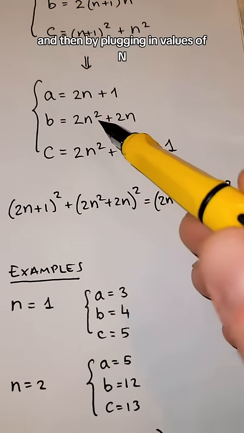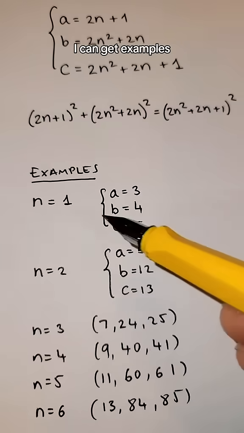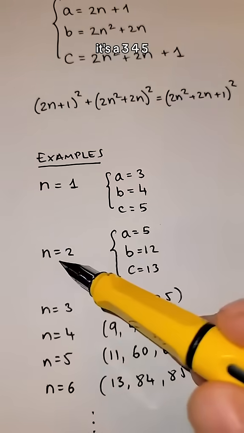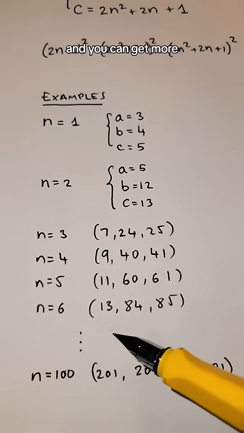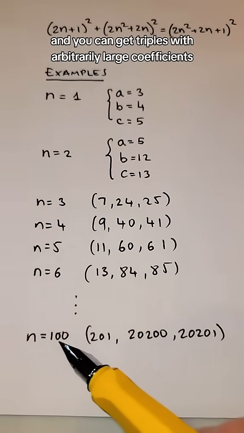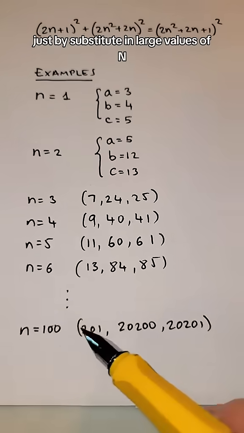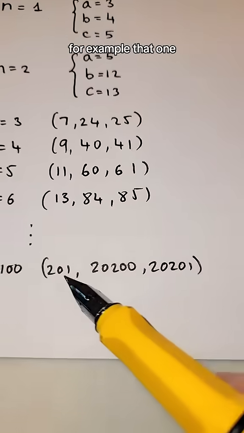And then by plugging in values of n, I can get examples. N equals 1, it's the 3, 4, 5. N equals 2 corresponds to the 5, 12, 13, and so on. And you can get more, and you can get triples with arbitrarily large coefficients just by substituting large values of n. For example, that one.